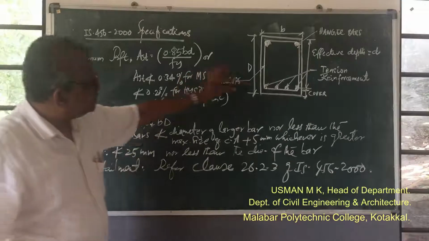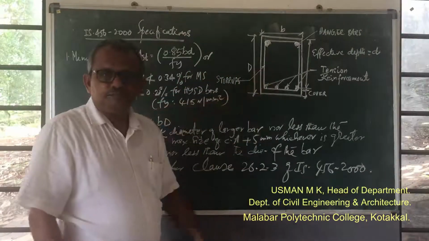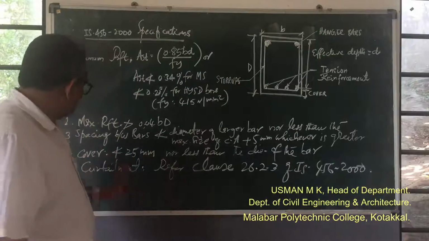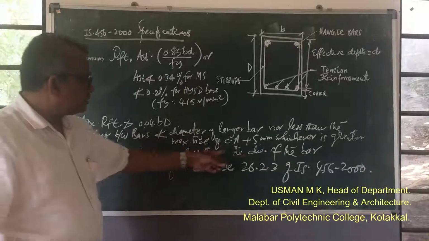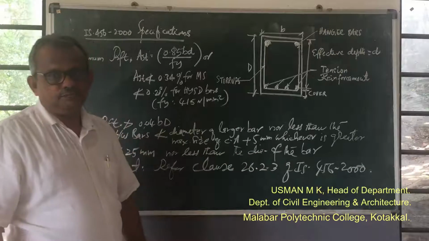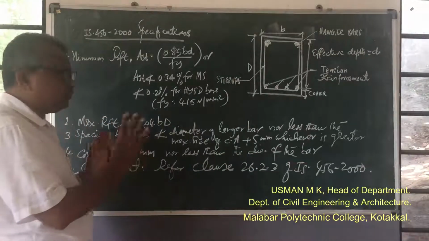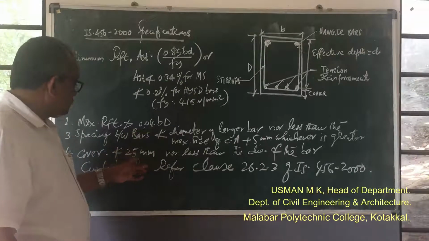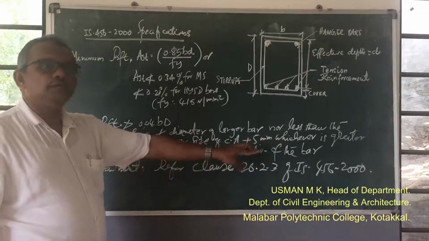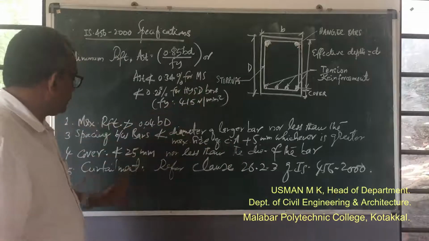And cover, how much to be provided? For the cover, not less than 25 mm, not less than the diameter of the bar. So the diameter of the bar and 25 mm you compare, and from this the cover is to be selected.